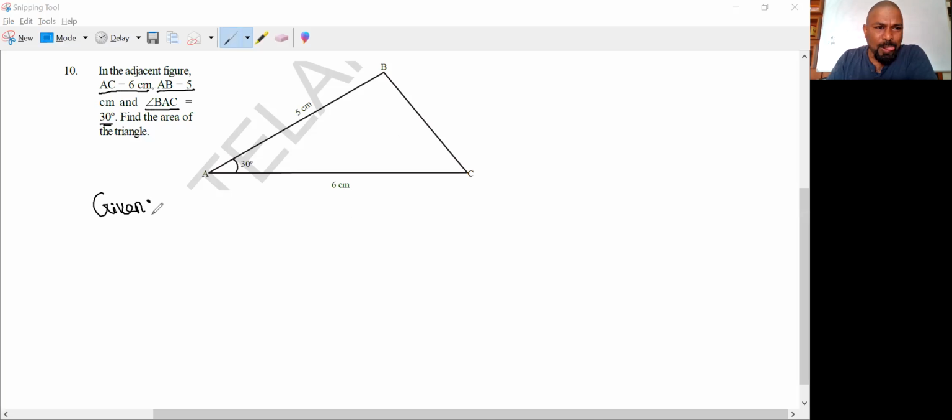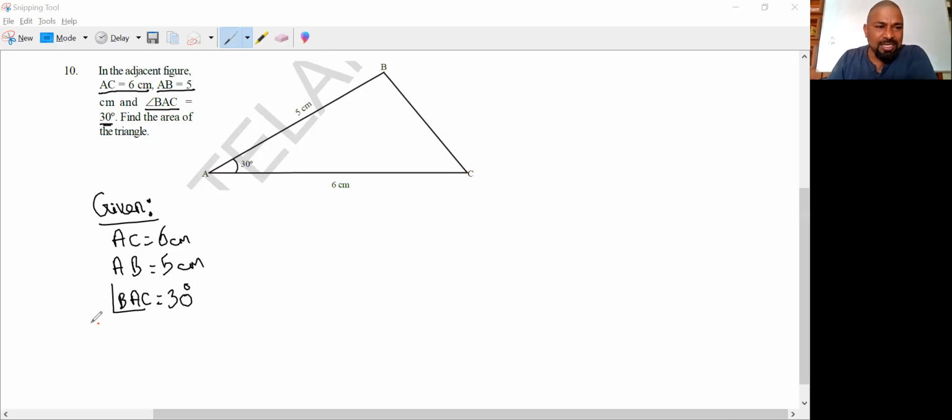Farah, what are the things he has given? Can you please let me know? AC equal to 6 centimeters. Yes. AB equal to 5 centimeters and angle BAC equal to 30 degrees. Right, 30 degrees. These are the three things he has given.